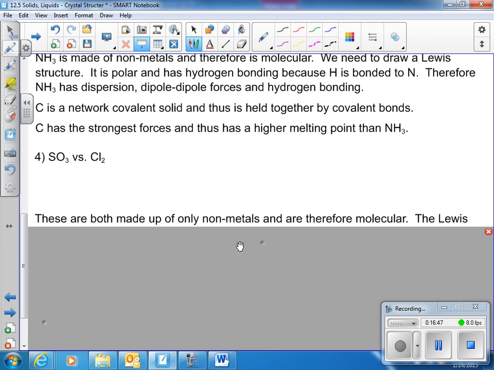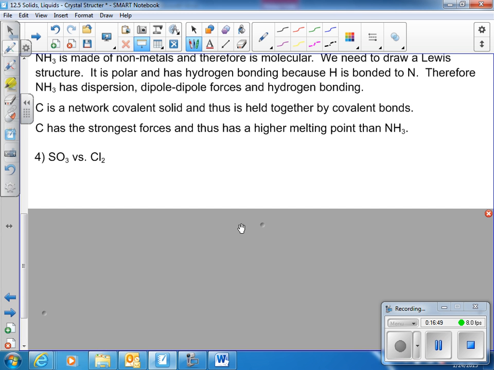And last one. Go ahead and pause it if you want to do these on your own. You should notice they're both molecules, so we're going to have to do Lewis structures. I'm going to show you how to do that right now. SO3 looks like this. It's trigonal planar. And we're going to point to the O's because O's are more electronegative than S.